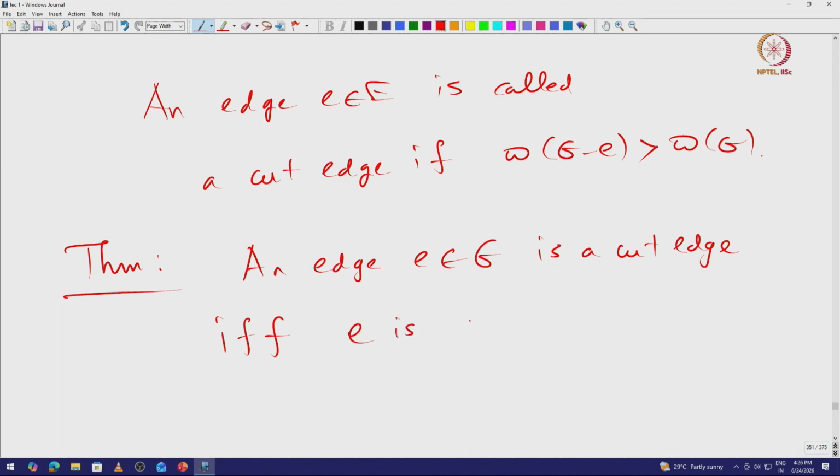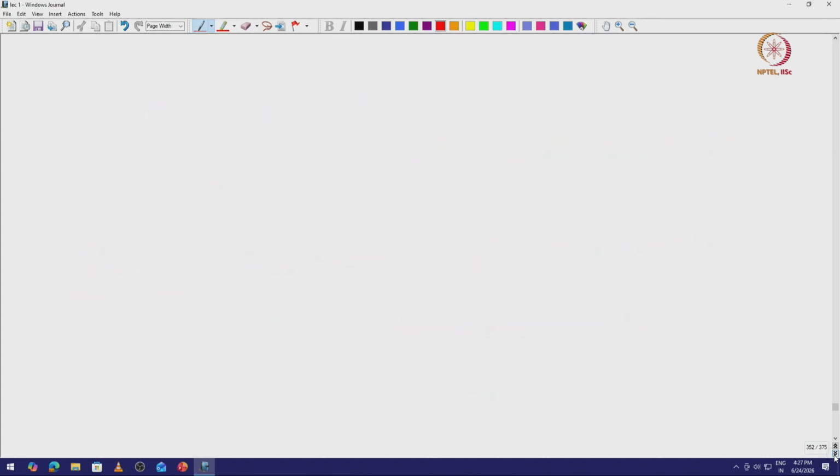So, E is contained in no cycle of G. Okay. So, this is actually something one can just imagine. It is not a big difficult problem to see. Because when we remove this edge, it is going to give actually 2 connected components.